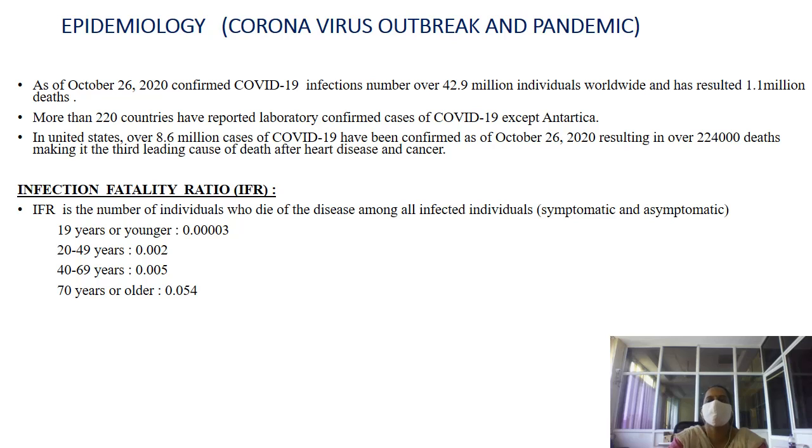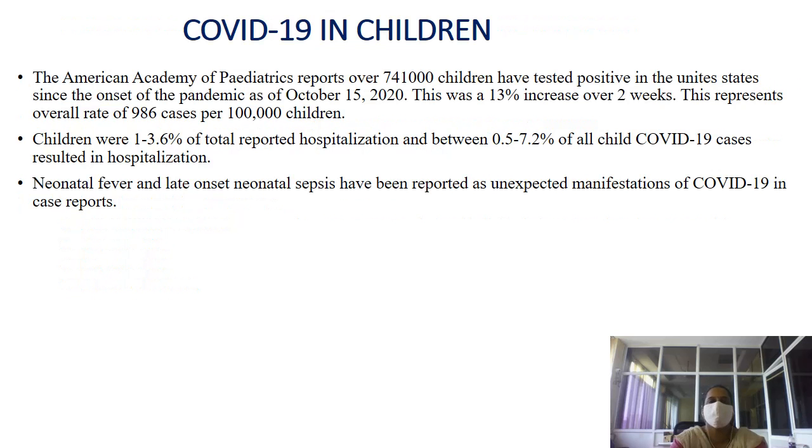2,24,000 deaths, making it the third leading cause of death after heart disease and cancer. The infection fatality rate increases with age: for those 19 years or younger it could be 0.3, then 20 to 49, 50 to 69, and 70 years or older, whether symptomatic or asymptomatic.